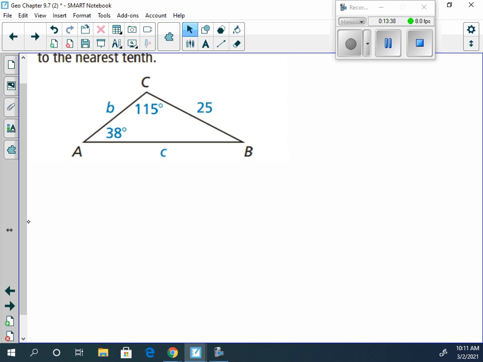Let's look at another one. For this to work, we always need to know a side and the angle opposite, and another angle or another side. So do we have a side and an angle opposite it? We have 25 and 38, so this will work. Do we want to start by finding sides first or angles first? Angles are a little bit easier, yes, because all three angles add up to be 180. So we can add 38 and 115.